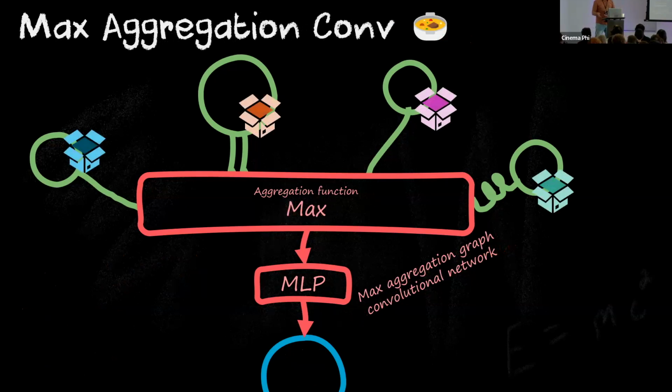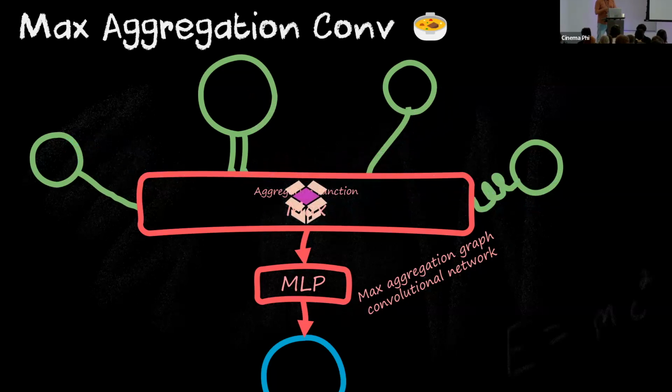So thankfully, there are other aggregation functions. So for example, the max aggregation. The max aggregation will randomly select one color, one food to be the max and not propagate the rest.